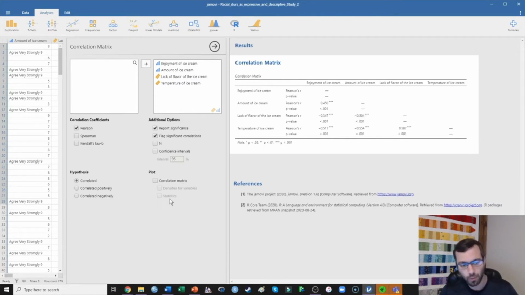Now, with our correlations, because I came into this expecting that amount of ice cream is going to be correlated with greater enjoyment, I could make a hypothesis that those two things are correlated positively, in which case I would run a one-tailed test instead of a two-tailed test. But most of the time I see people reporting two-tailed tests. That's what I'm going to suggest to you, unless there is some theoretical rationale and you've pre-registered your study.